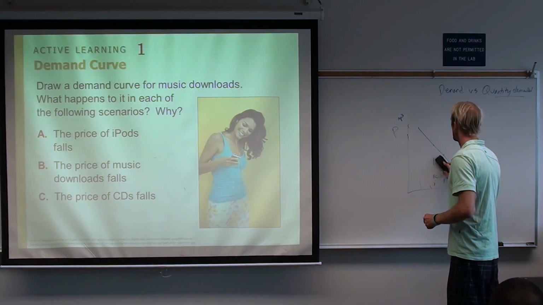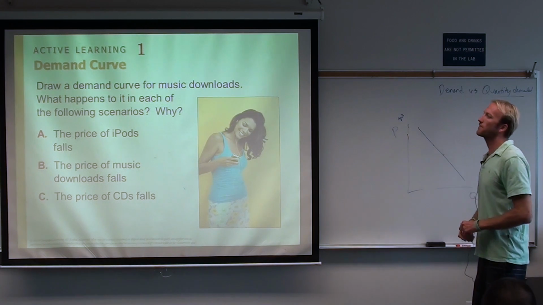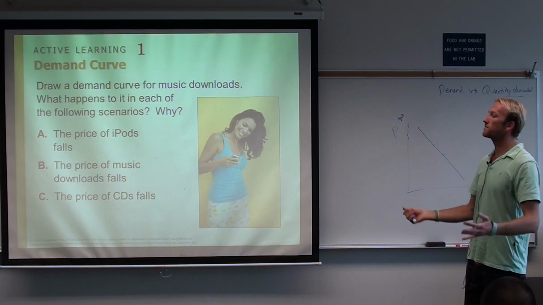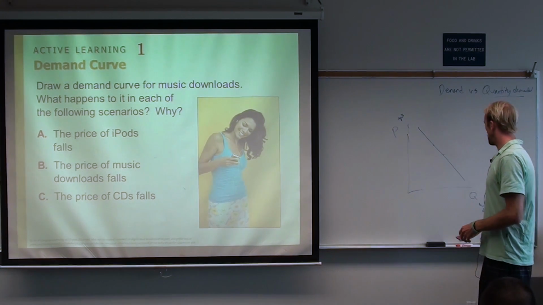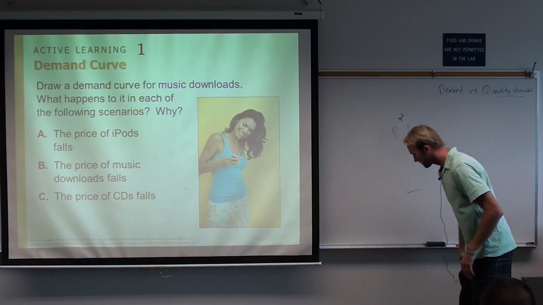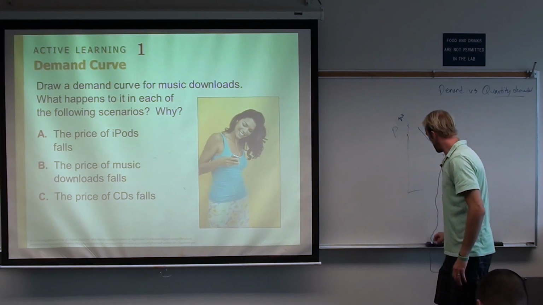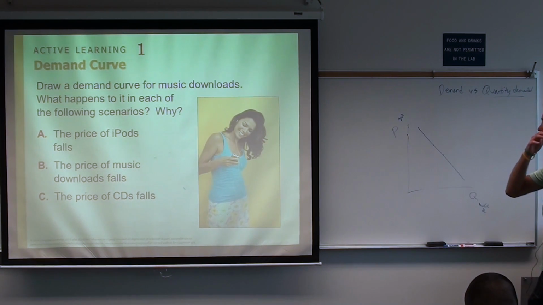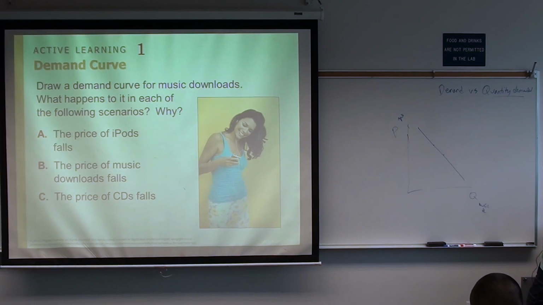And then what I want you to do is figure out what happens if the price of iPods goes down. And figure out what happens if the price of music goes down. And figure out what happens if the price of CDs goes down. So you'll need to draw 3 different ones. And on your handout, there's a blank spot to draw the demand curve. So in each one, you'll need to draw 2 demand curves. You'll need to draw the original and then the changed one.